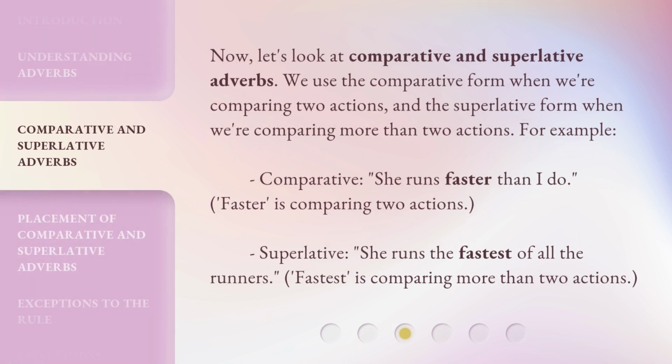Now, let's look at comparative and superlative adverbs. We use the comparative form when we're comparing two actions, and the superlative form when we're comparing more than two actions. For example, comparative, "She runs faster than I do." Faster is comparing two actions. Superlative, "She runs the fastest of all the runners." Fastest is comparing more than two actions.